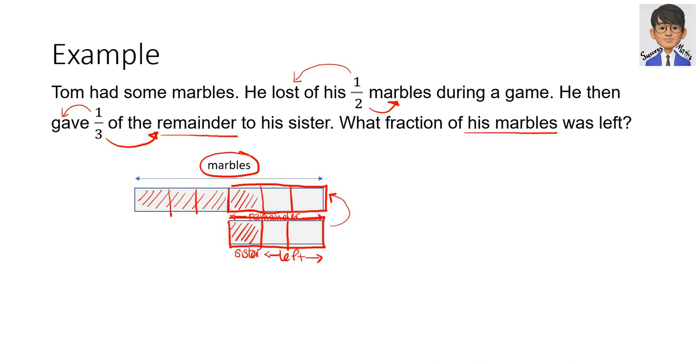So what fraction of his marbles was left? The fraction of marbles here, we're talking about the original total. From here, you know you're left with 1 and 2. So it's 2 out of 6, which is equal to 1/3. But how do we calculate this using the fraction way, in the calculation way? What we can see here is half of the marbles was gone, and the other half of the marbles was left.